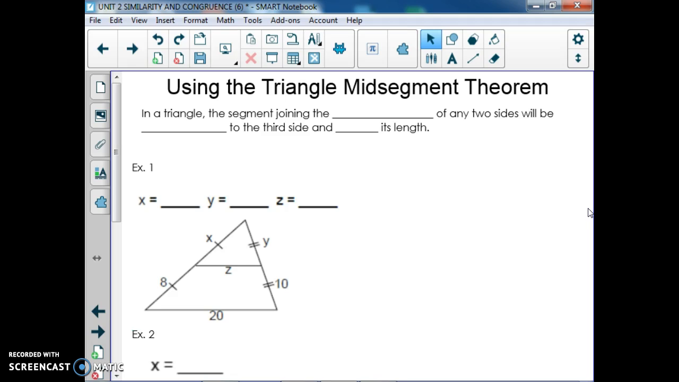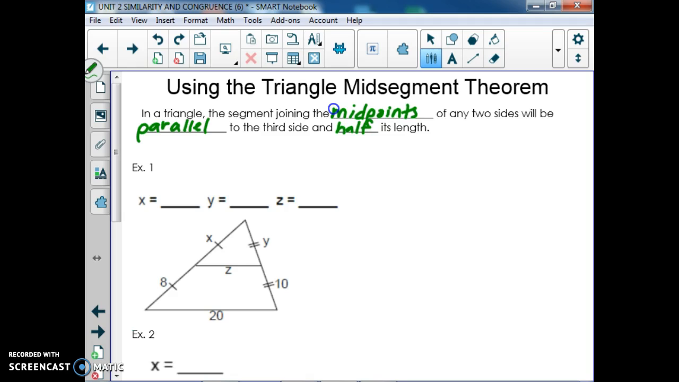As a result of your discovery activity that you started yesterday, you would have discovered that the triangle midsegment theorem states that in a triangle, the segment joining the midpoints of any two sides will be parallel to the third side and half its length.